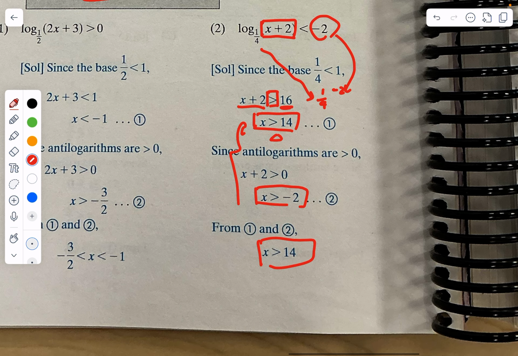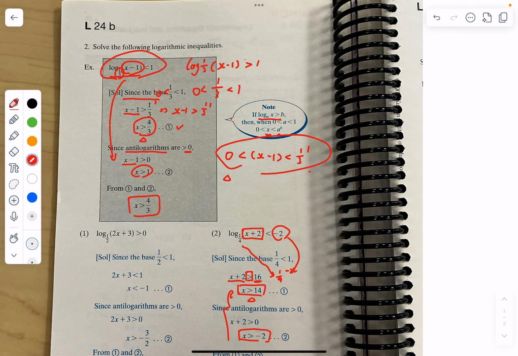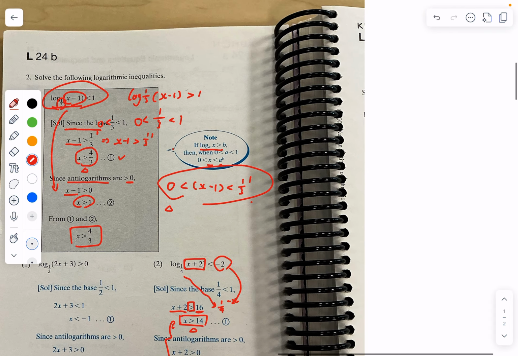All right, so hopefully this video helps you understand page number 24A. We can move on to the next one, page number 25A.